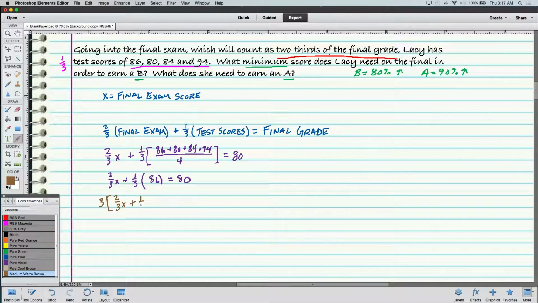Two-thirds x plus 1/3 times 86 equals 80, and we have to multiply both sides by 3. So the 3's are going to cancel for the first one. 2x, the 3's are going to cancel on the second term, equals 80 times 3, which is 240.